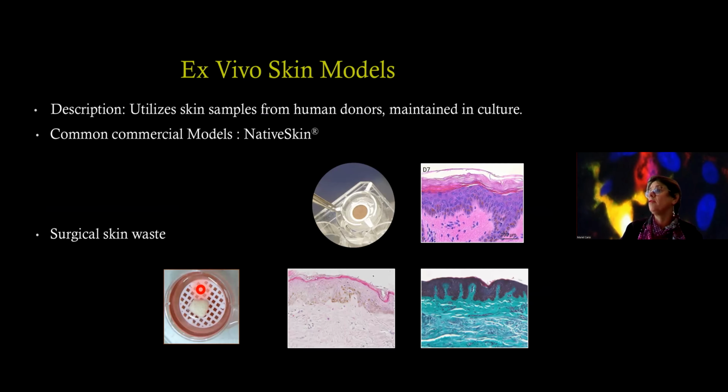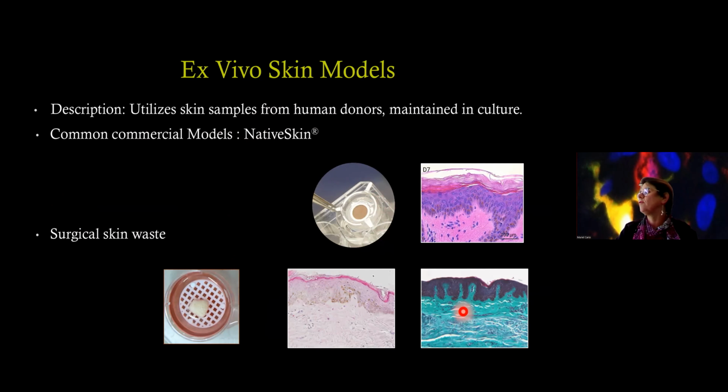And there is another model which is more relevant and more physiological, which is ex vivo skin. So it's skin which is from surgery. There is skin, like here, native skin, which is a commercial model, but you can obtain skin from surgical skin waste with some convention with hospital and clinic. And here you have all the cells involved in the skin.